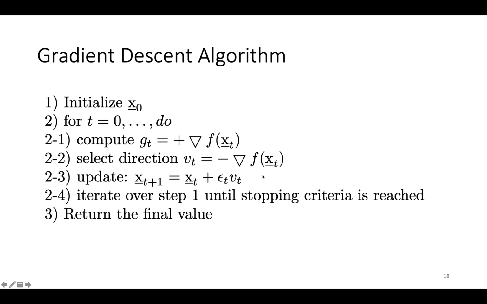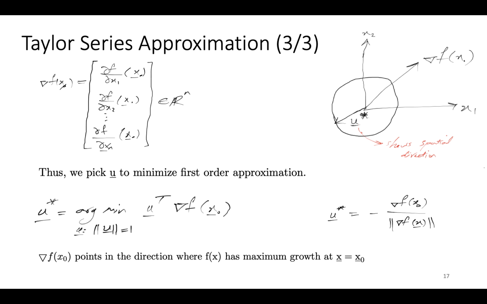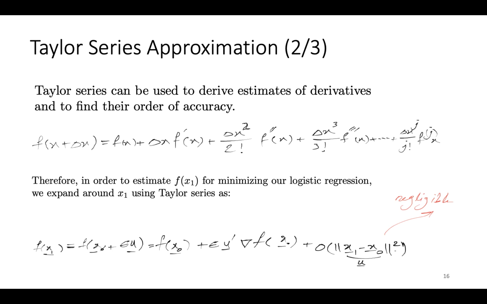So in the 2D step, VT is the direction and ET is the error. No, it's epsilon, the learning rate? Yeah, step size. But this f is a loss function, right? Because we want to minimize our number. That's how we are going to minimize, right? So this is the loss function.